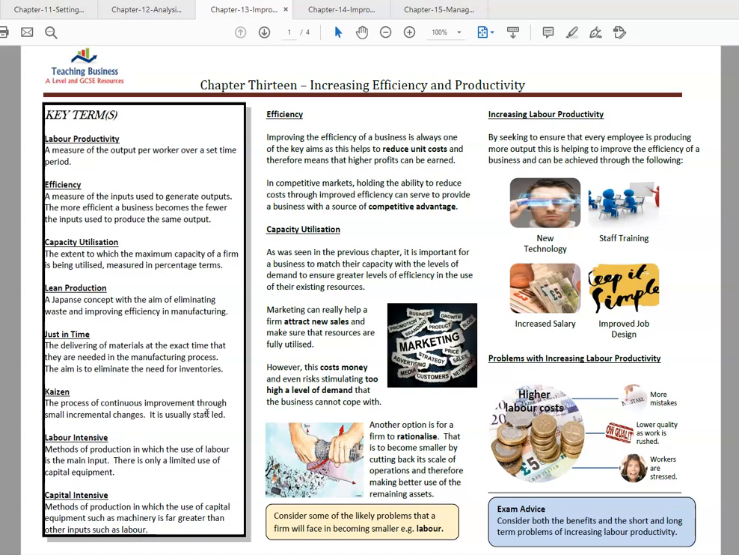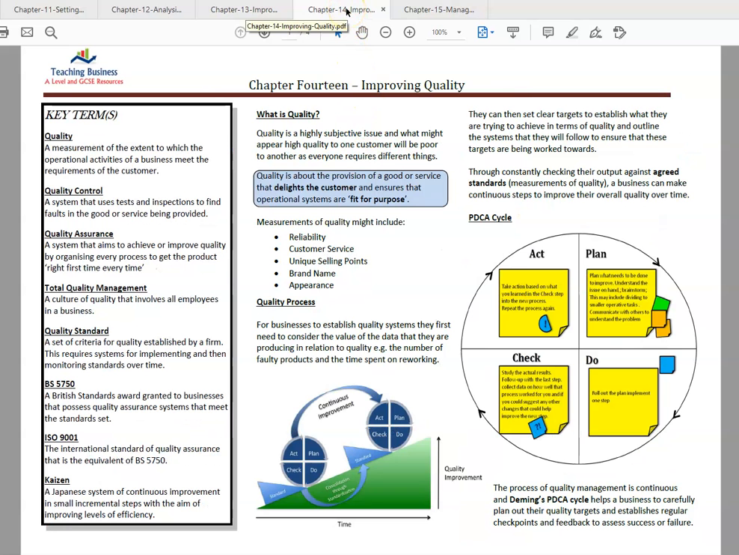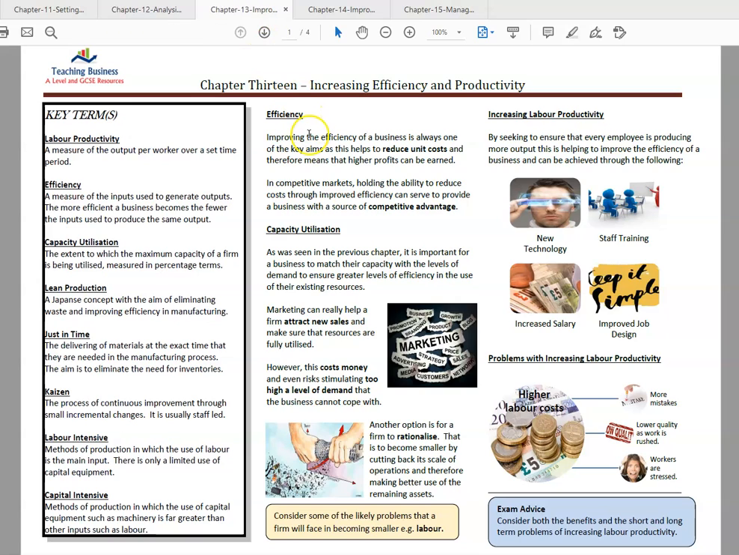So the next section really is looking at increasing or improving efficiency and productivity, and then quality. So again, you should read this fully. But in summary, when we look at efficiency, we're looking at reducing the unit costs. So how can we do this? Well, we can make sure that individuals are producing more, so increase labour productivity.